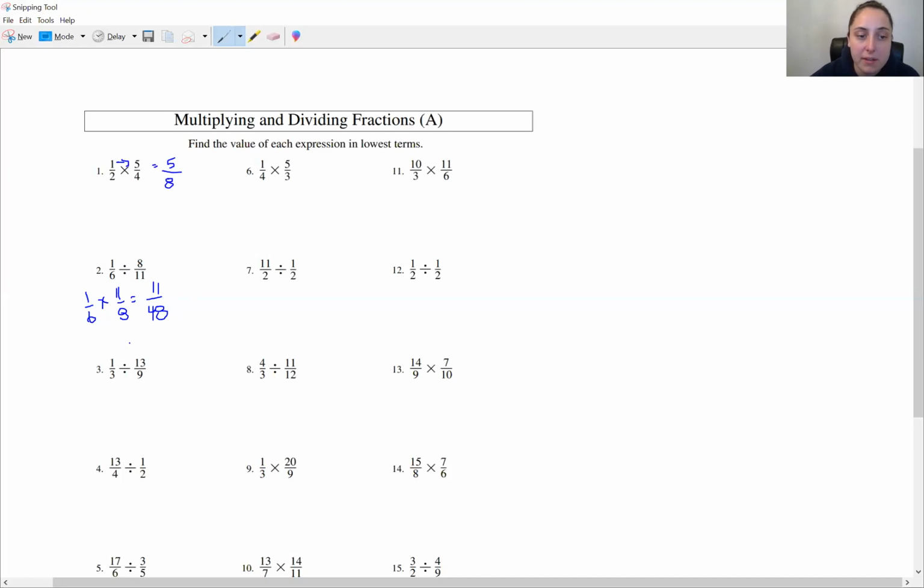I'll give you a second, or maybe you just pause the video and see if you can figure out what this might be. And if you can't, then pay close attention. So pause the video right now. I'll just keep going, but pause, try it on your own, and then press play.